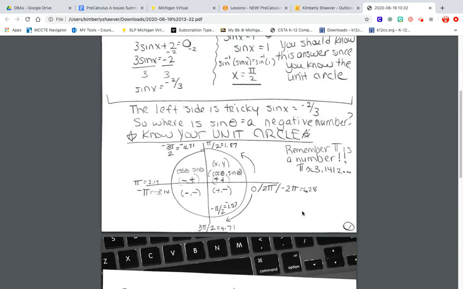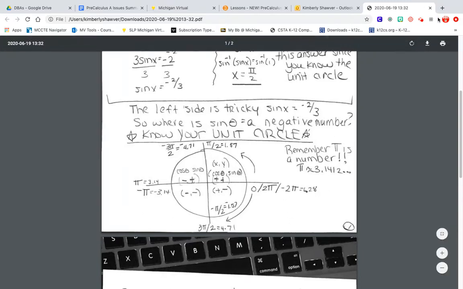The other thing I want to remind you of is that pi is just a number. And as you move forward in math, you're going to pretty much be dealing with radians. So if we go around the circle counterclockwise in the positive direction, pi over 2 is roughly about 1.57. Pi is 3.14. 3 pi over 2 is 4.71. And 2 pi is 6.28.